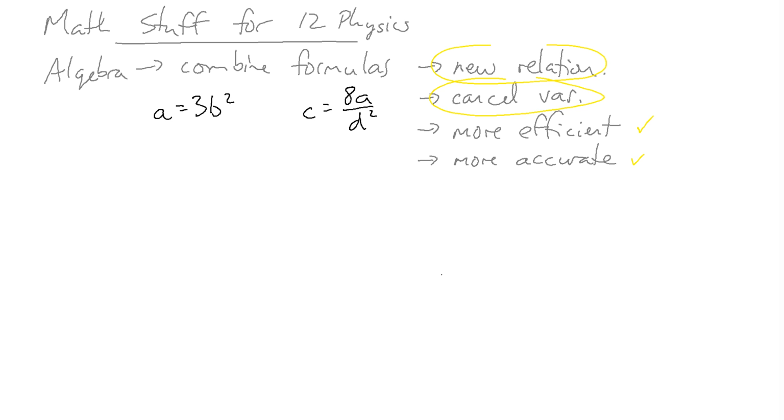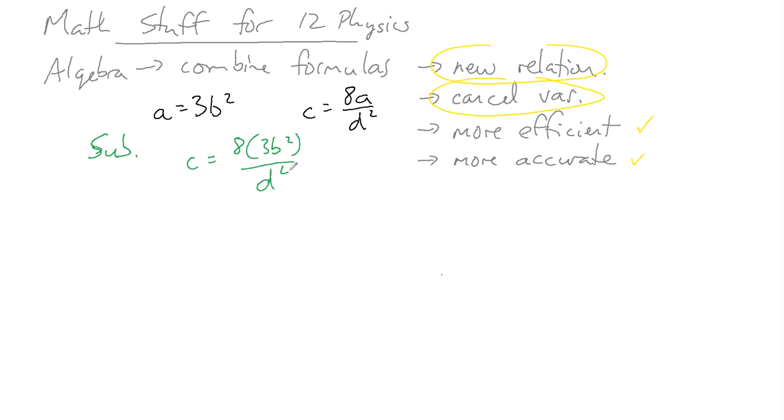That's the reason you guys are canceling out variables and putting equations together in math and stuff. That is to get to this type of stuff. Now, one way people will do it is they will just flat out use substitution. For example, you've got a is equal to 3b squared, and you can take that 3b squared and substitute it in for the a value right here. So you could rewrite this as c is equal to 8 times 3b squared over d squared.